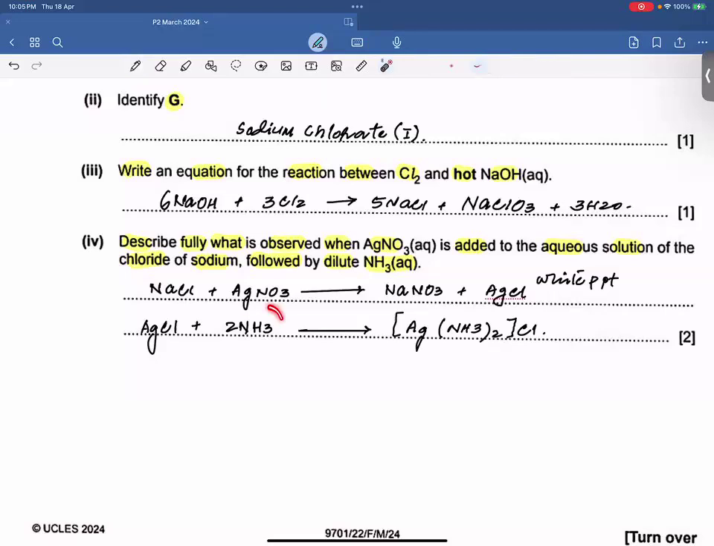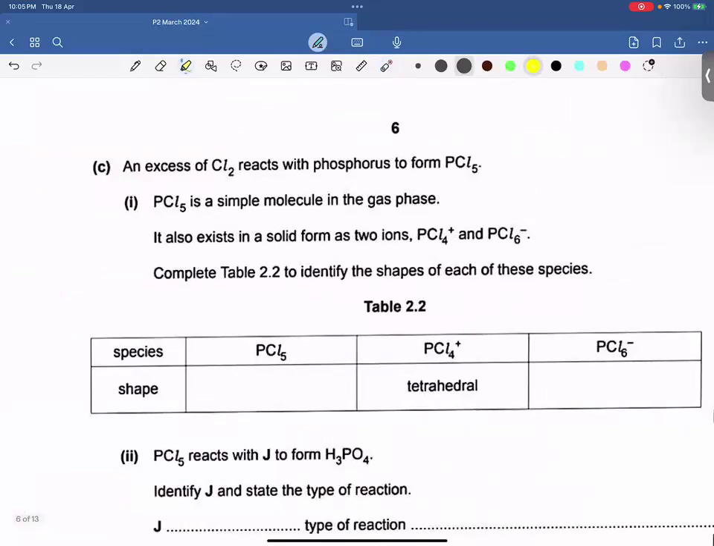What's the function of ammonia in this reaction? Ammonia is used to dissolve the precipitates. Okay. And according to my lecture, ammonia and the silver metal ion exhibit dative bonding. And how many dative bonds are formed? 2. Next part of the question is, an excess of chlorine reacts with phosphorus to form PCl5. PCl5, okay? That's the reaction.